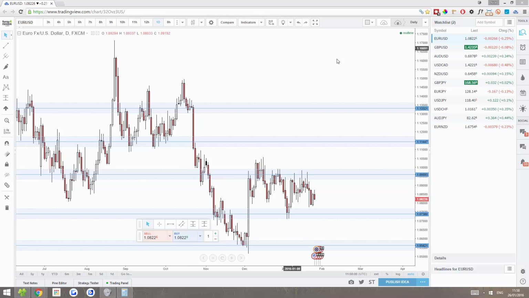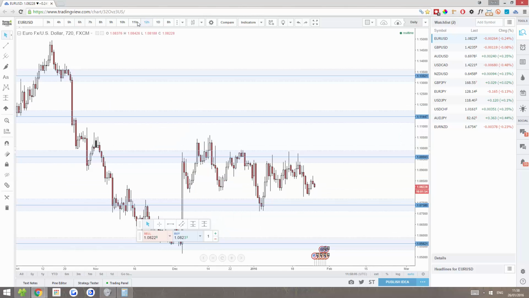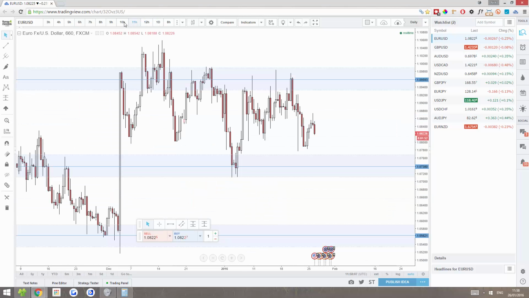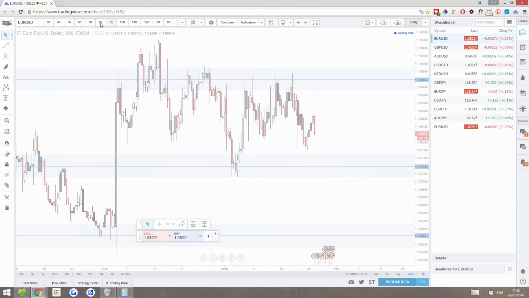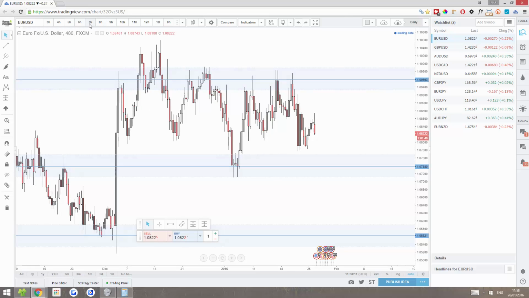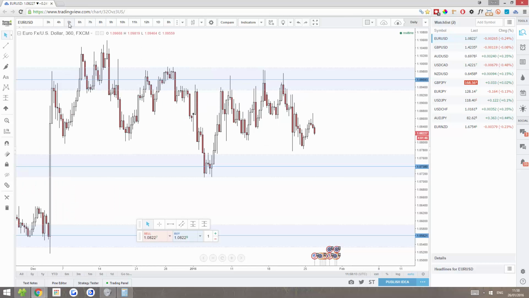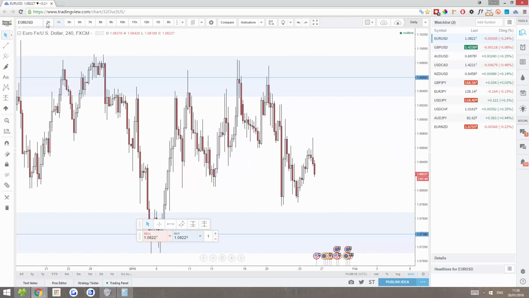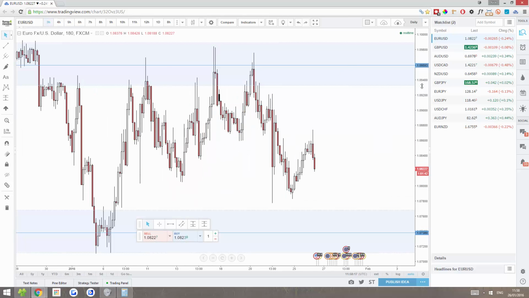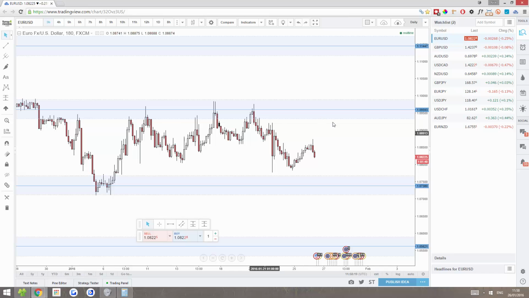I've already been talking 3 minutes and we've not done any analysis. All right, so starting up here on the daily, going to the 12, 11, 10, 9, 8, 7, 6. Nothing much going on. But as predicted, it's in between two support resistance areas, so there's not much potential for a trade here.